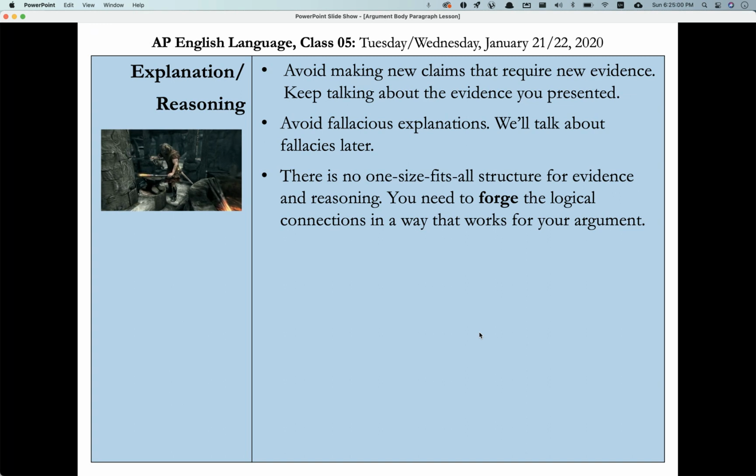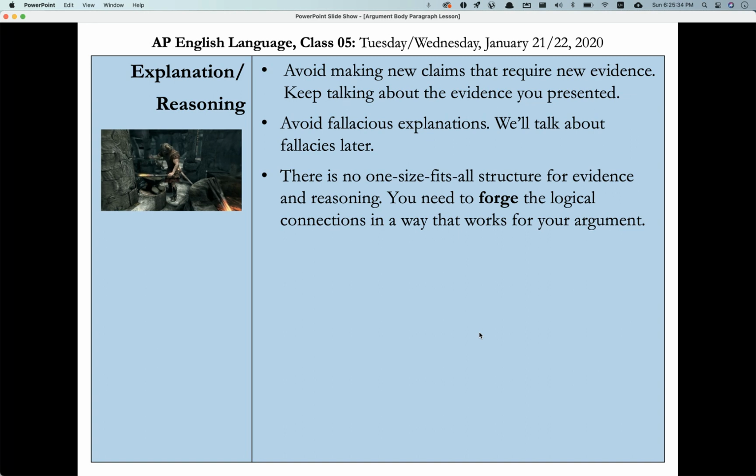I can't do that for you because every argument is different. Every argument can be made great, made highly sophisticated in a slightly different way. And so you as the writer have to figure that out. You have to forge the logical connections between the different ideas in your explanation and reasoning in a way that works for your argument. You'll notice that I put a little GIF of some forging happening on the left-hand side there.